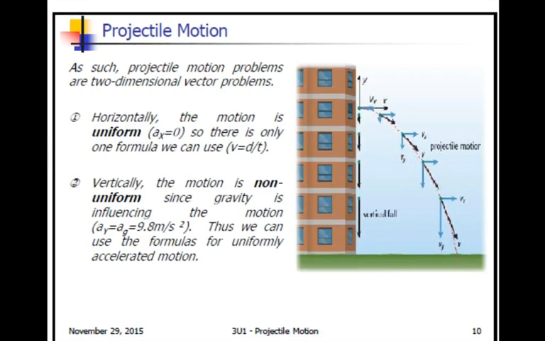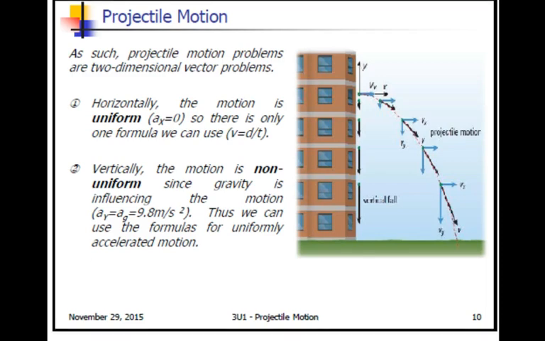Horizontally, the motion is uniform, a equals 0. Whereas vertically, it's non-uniform, a is equal to g, which is 9.8 meters per second squared. So to solve problems involving horizontal direction, we would just use the equation v equals d over t. To solve problems in the vertical direction, we would have to use one of the 5 equations of motion.